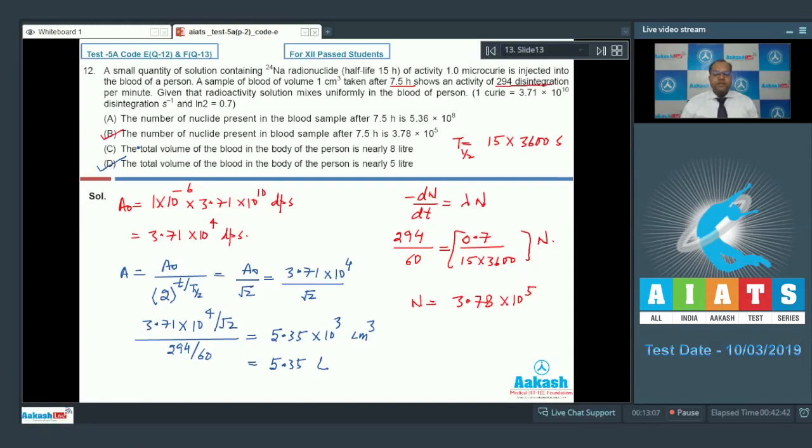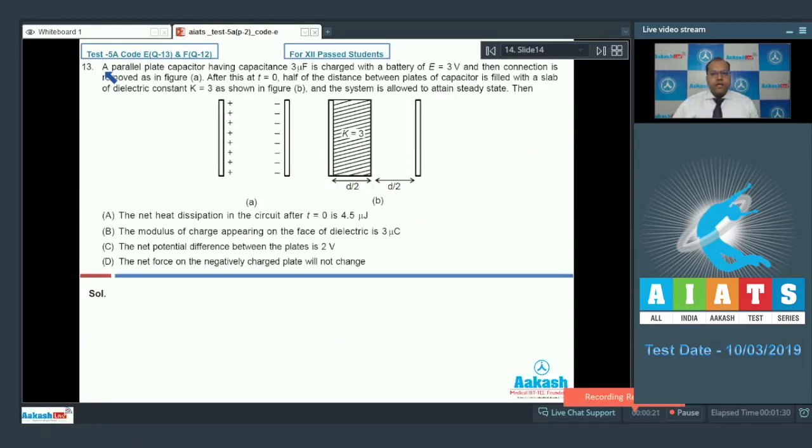Let's move to question number 13. In question number 13, a parallel plate capacitor having capacitance 3 microfarad is charged with a battery of EMF E equal to 3 volt, and then the connection is removed as in figure A.